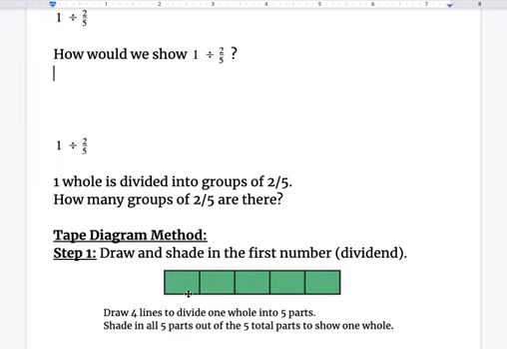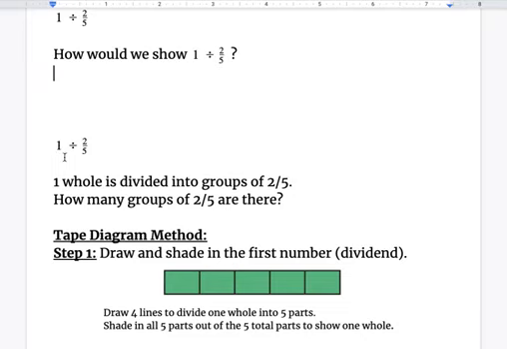I went ahead and drew 4 lines, 1, 2, 3, 4, and divided it into 5 parts. I only did this because I saw that the divisor had fifths, so I went ahead and did that. That's where I got the 5 parts from, the 2/5. But I'm making sure I'm shading in all of the 5 parts because my total is the one whole.